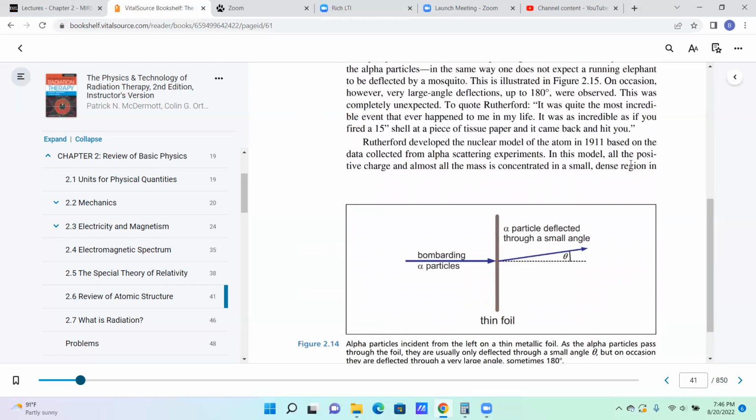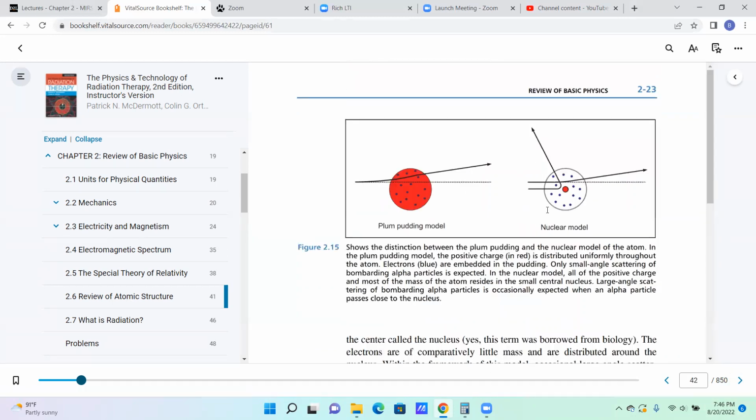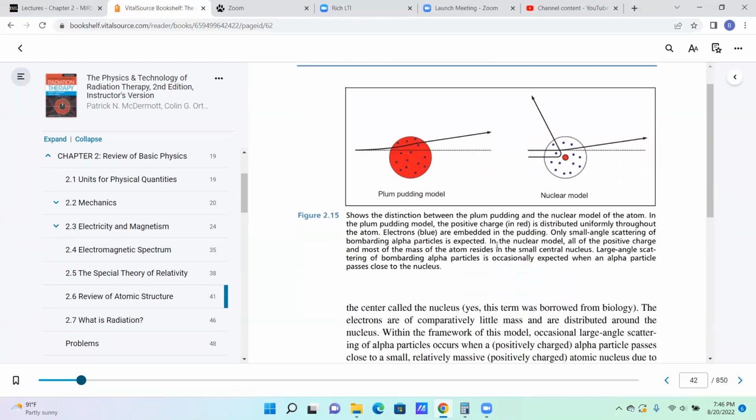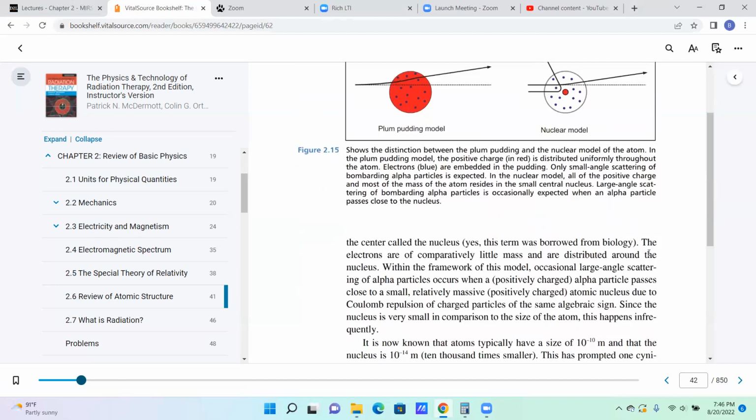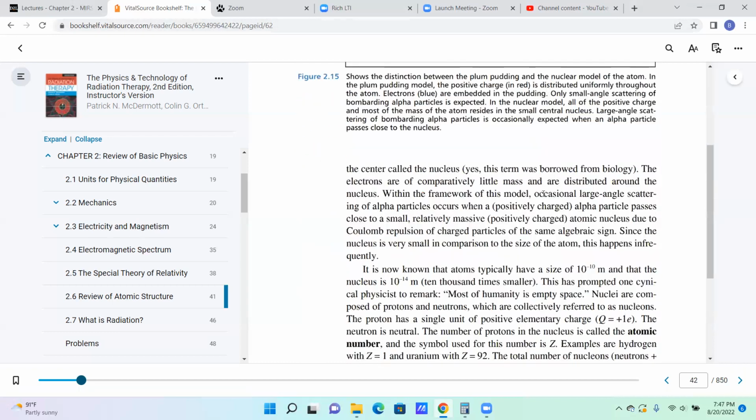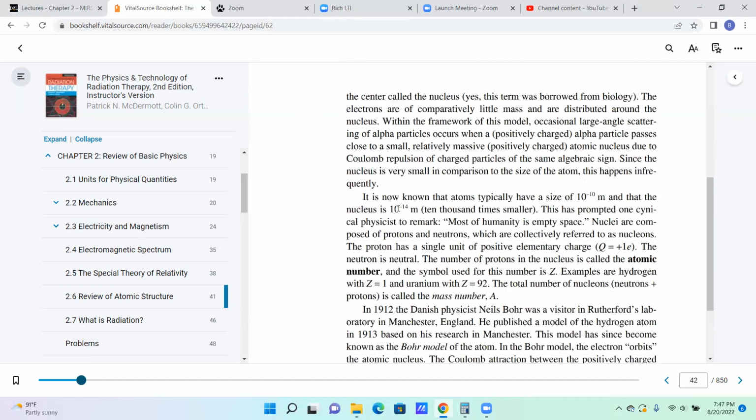So, Rutherford developed a nuclear model of the atom in 1911 based on data collected from alpha scattering experiments. And in this model, all the positive charge and almost all the mass is concentrated in a single dense region called the nucleus. The electrons are of comparatively little mass and are distributed around the nucleus. So with that framework, occasional large angle scattering of alpha particles occurs when a positively charged alpha particle passes too close to a small, relatively massive atomic nucleus. And since it's very small in comparison, this happens very infrequently.